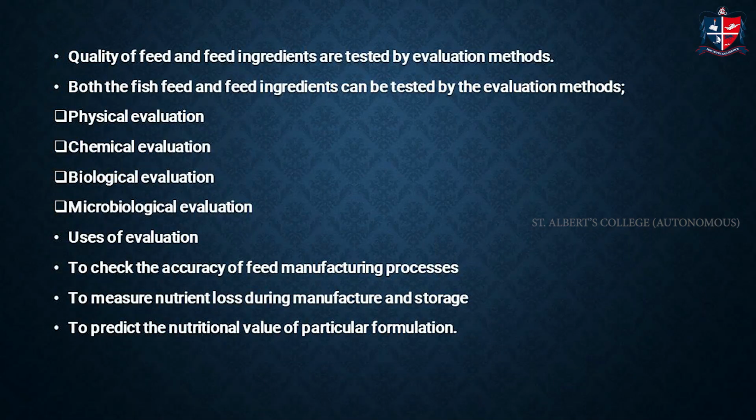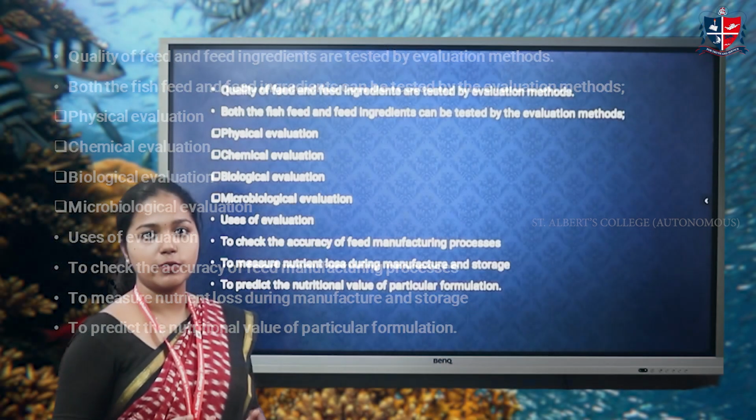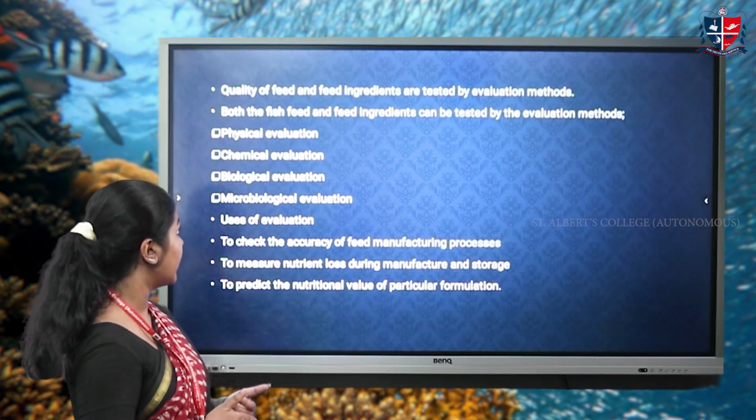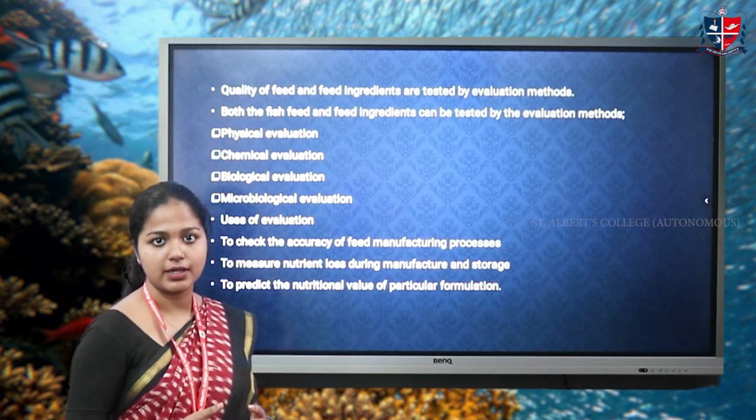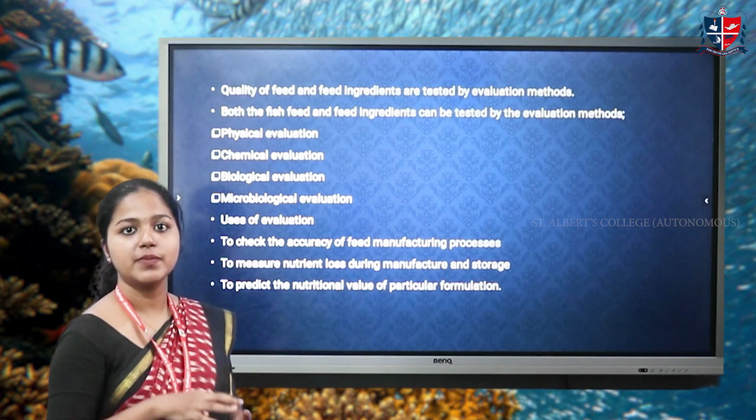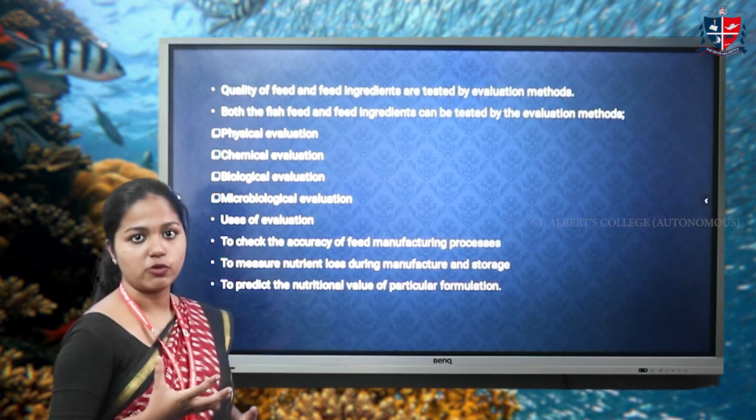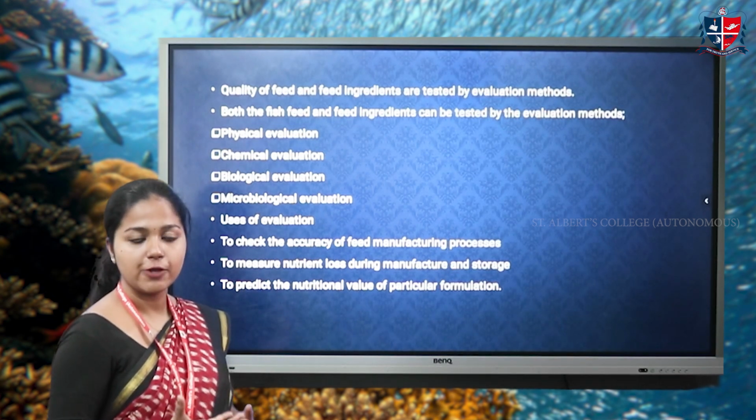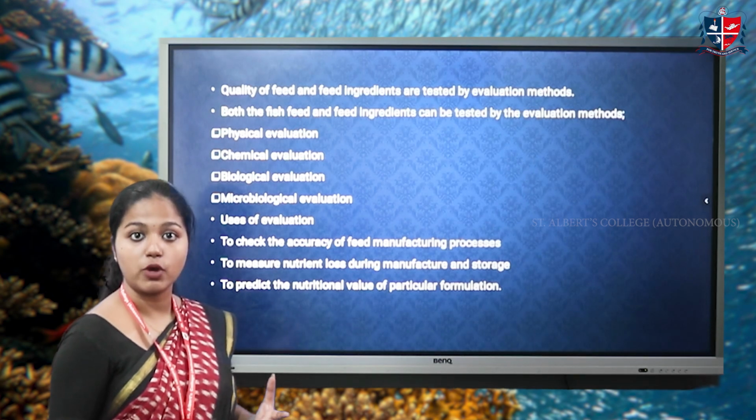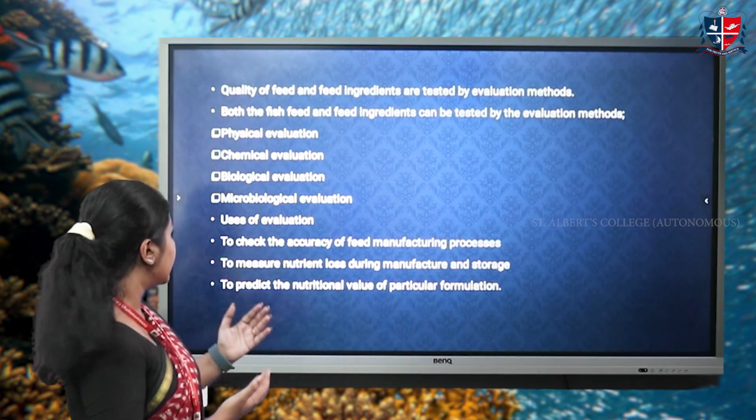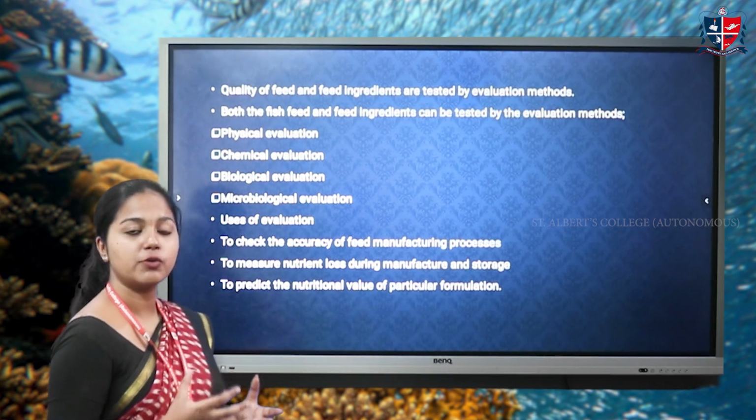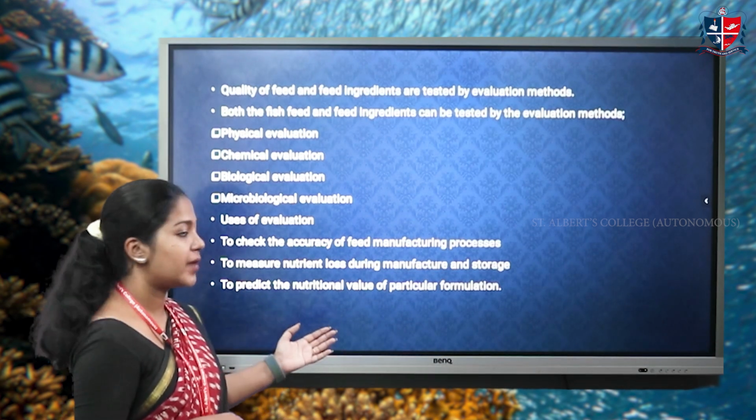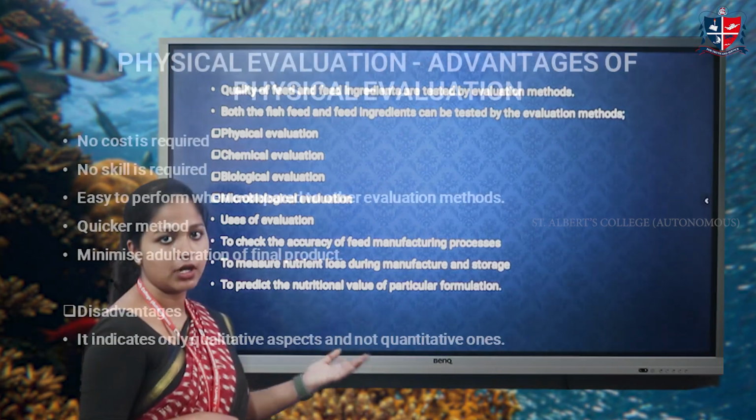The quality of the feed ingredients can be tested by certain evaluation methods, like physical evaluation, chemical evaluation, biological evaluation, and microbiological evaluation. These evaluation methods are used to check the accurate quality of the feed, or that the accurate amount is present, or that accurate qualities have been followed. They are also used to measure the nutrient loss during the preparation of the feed, during its whole process, and to predict the nutritional value of a particular formulation.